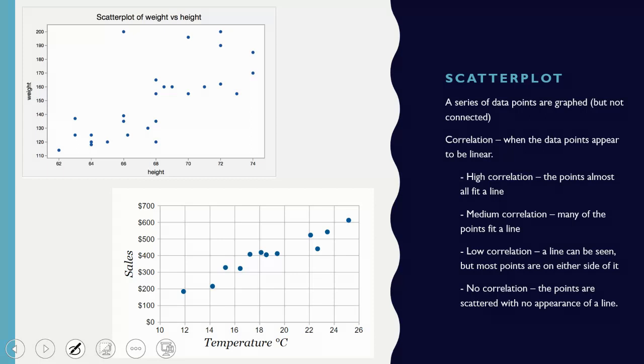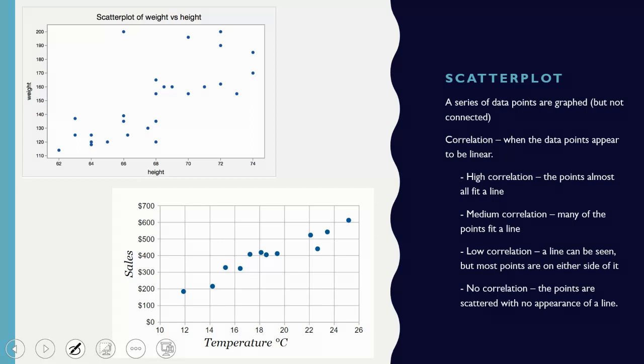You can have a high correlation where they are almost exactly in a line that's very clear. A medium correlation would be when many of the points fit the line, but not all of them. Low correlation, you can kind of see that there's a line, maybe through the middle, but the points are kind of all over on both sides. And then no correlation is when it doesn't look like it could be a line at all, okay?